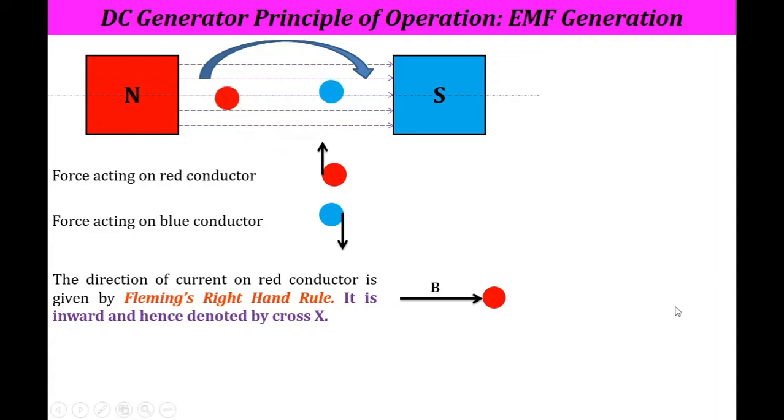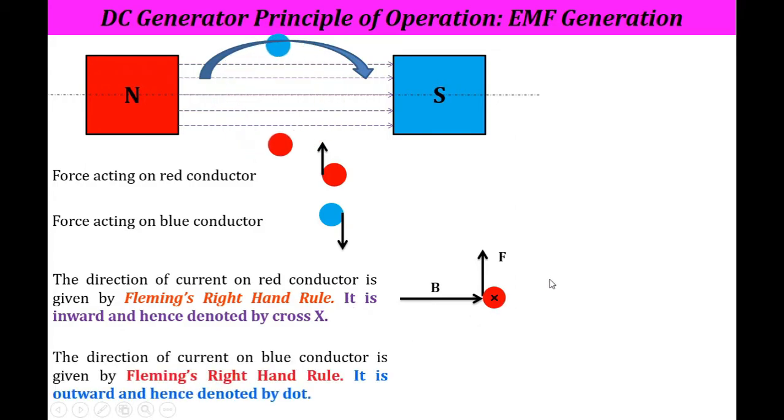So this is B, which is applied from north to south. Sorry, it is a magnetic field. Then after that, this will be the force here, which will be acting in an upward direction. So therefore, if you apply your right hand rule, then you will be able to see that the direction of the current is inward, and inward direction is always denoted by a cross.